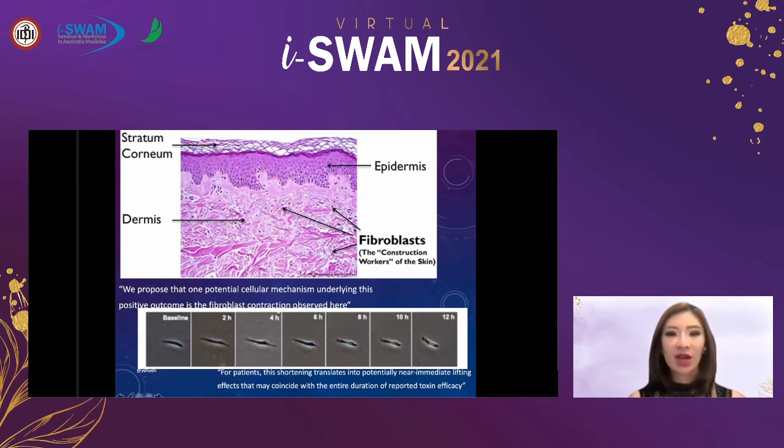As you can see here, this is a target where we want to hit when we are injecting the mesobotox. And what is the dilution? The dilution of botulinum toxin type A ranges from 1 to 5 cc, or 1 to 7 cc saline dilution of 1 vial, 100 units of botulinum toxin type A. So as we can see here, the fibroblast will contract 12 hours after it is treated with botulinum toxin.